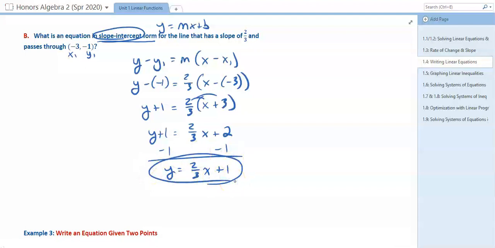If you got that, great, good job. If you didn't, go back and look at your steps. See where you made a mistake. Did you plug in your x's and y's in the wrong spots? Did you put the -3 on the left side and the -1 on the right? Did you multiply that 2/3 out and get something kind of weird?